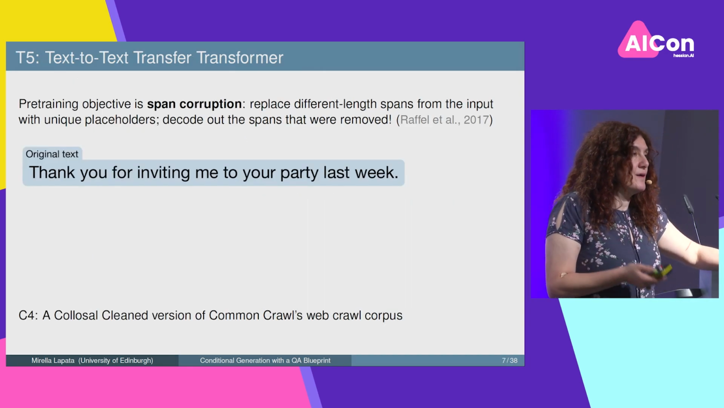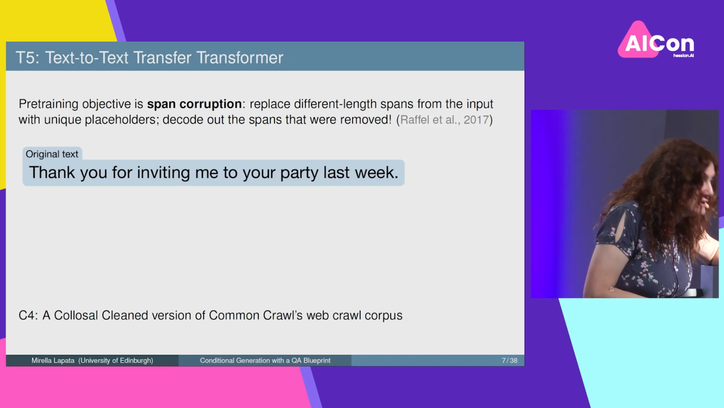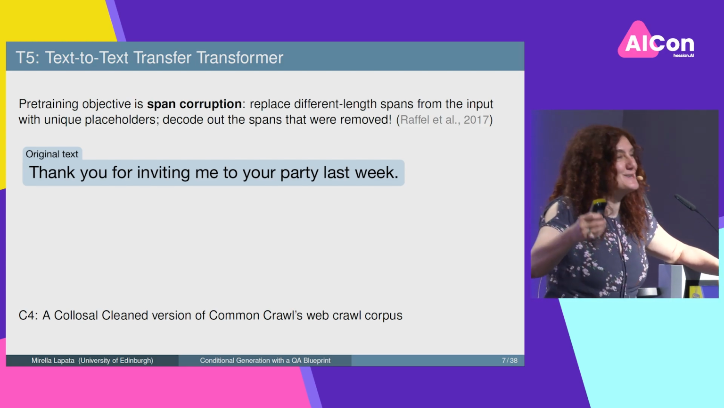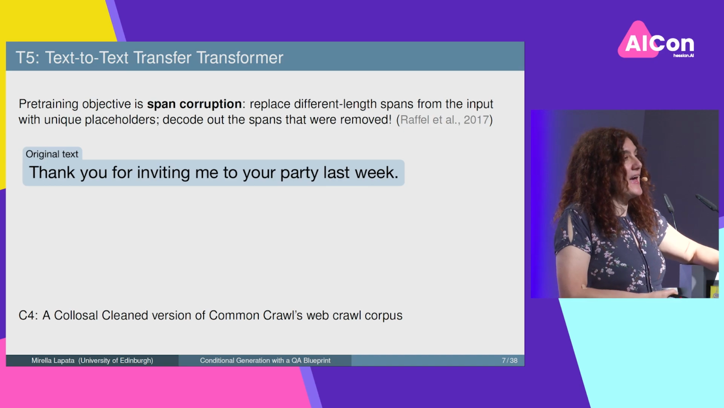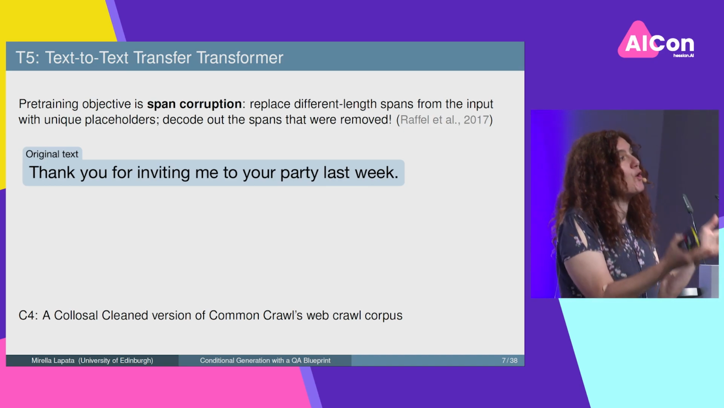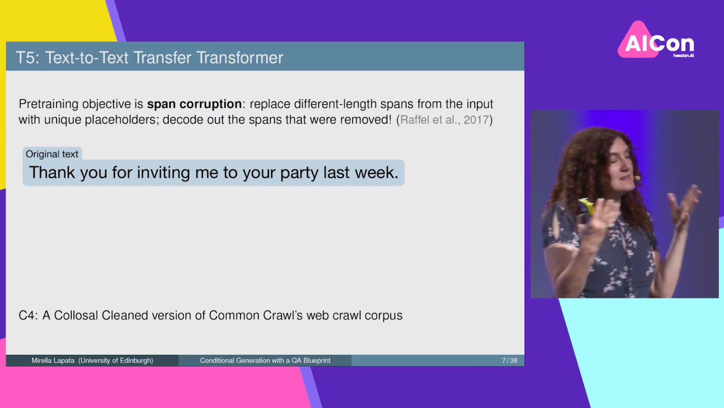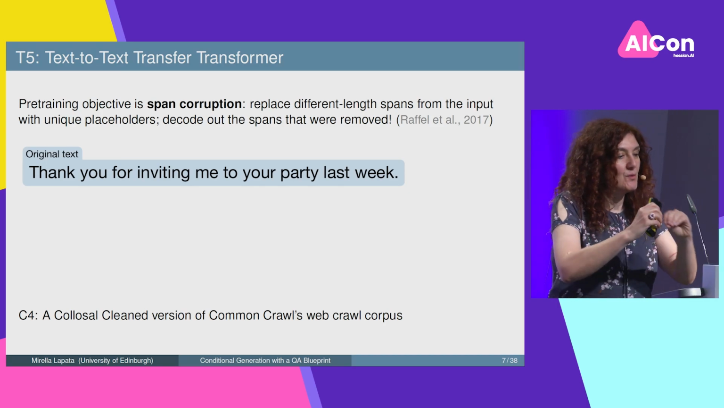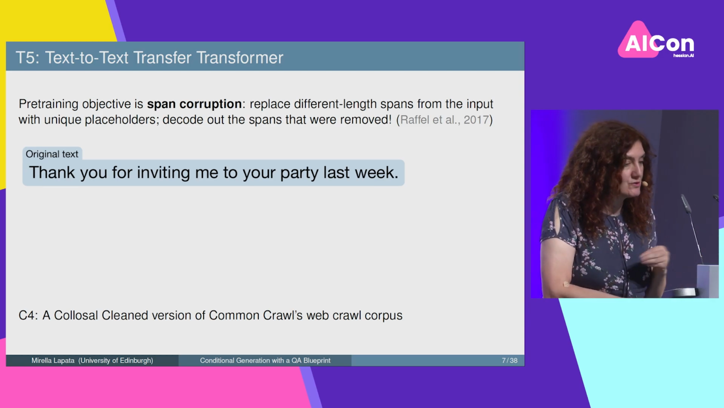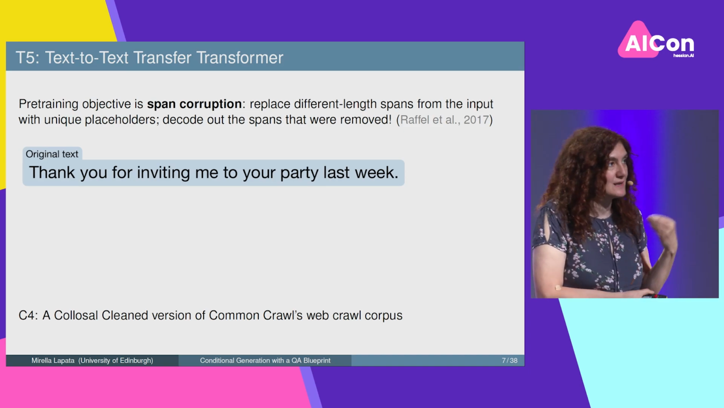Okay, so the backbone of the model we will use is this T5 model, which stands for, there are 5 T's: text-to-text transfer transformer. And the pre-training objective is this span corruption objective. So this is an encoder-decoder model. This is our pre-training objective, and they've done something very smart. They replace different length spans from the input with unique placeholders, and then they decode. The decoder is supposed to decode out the spans that were removed.